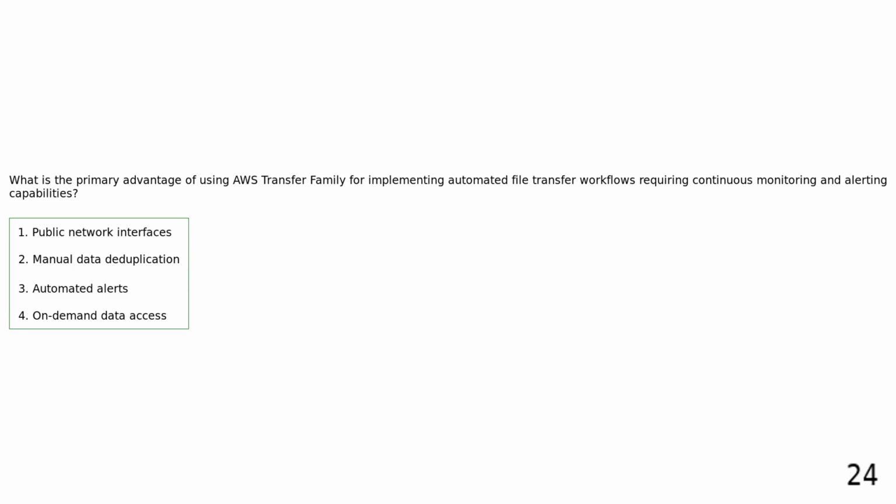What is the primary advantage of using AWS Transfer Family for implementing automated file transfer workflows requiring continuous monitoring and alerting capabilities? Public network interfaces. Manual data deduplication. Automated alerts. On-demand data access.